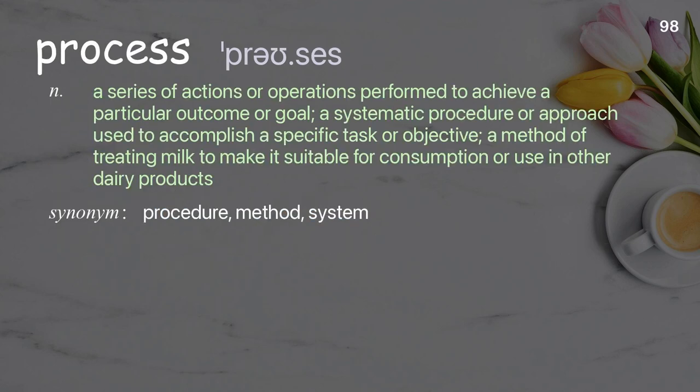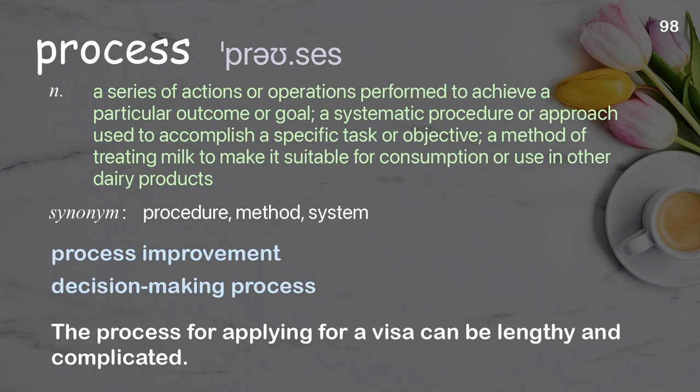Process: a series of actions or operations performed to achieve a particular outcome or goal, a systematic procedure or approach used to accomplish a specific task or objective, a method of treating milk to make it suitable for consumption or use in other dairy products. Examples: process improvement, decision-making process. The process for applying for a visa can be lengthy and complicated.